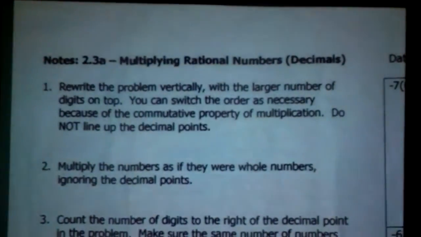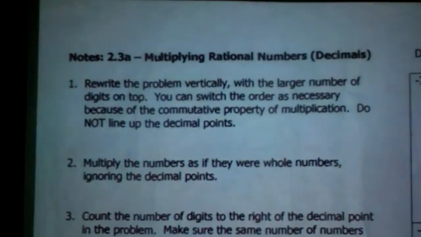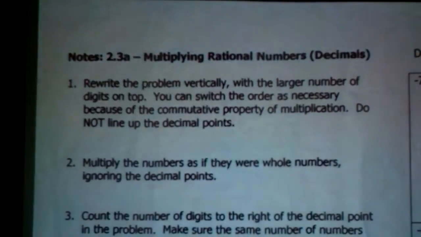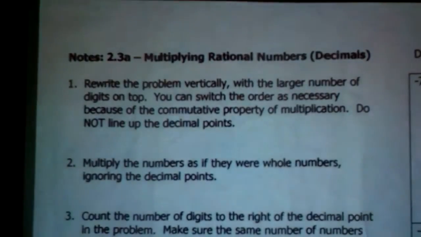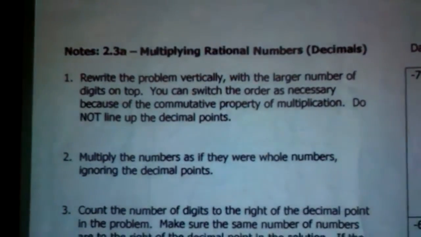Hello, 7th graders! We are now starting section 2.3, which actually has an A, B, C, and D. We have broken it apart into 4 non-painful sections. So, starting off, multiplying rational numbers, that's right, decimals.